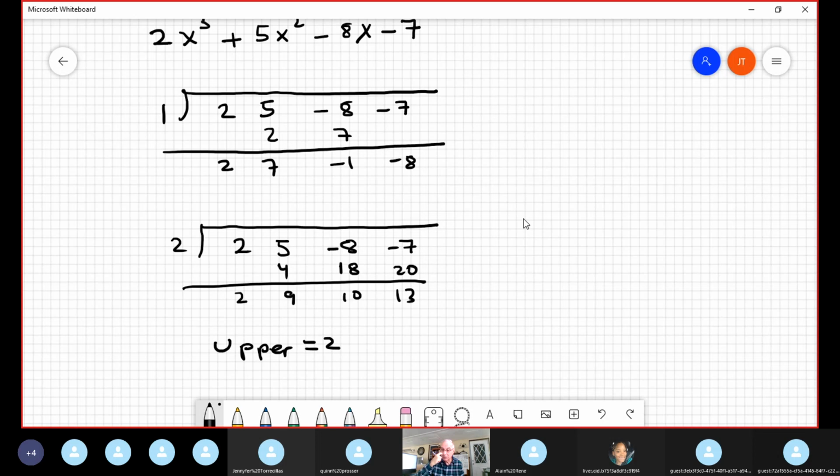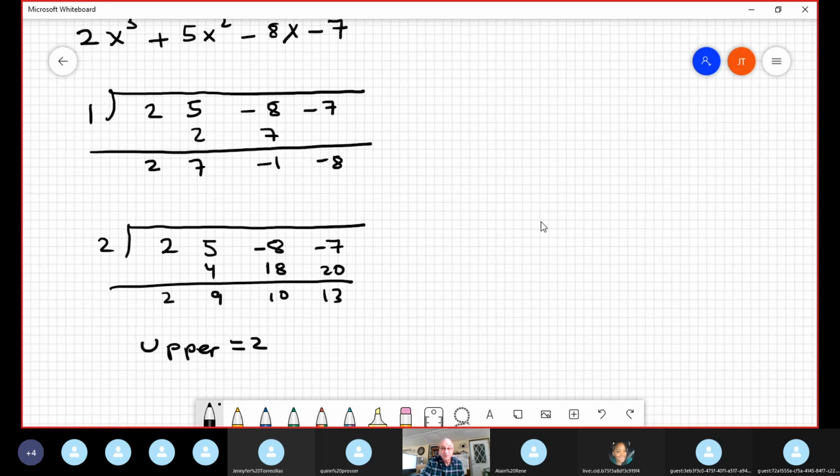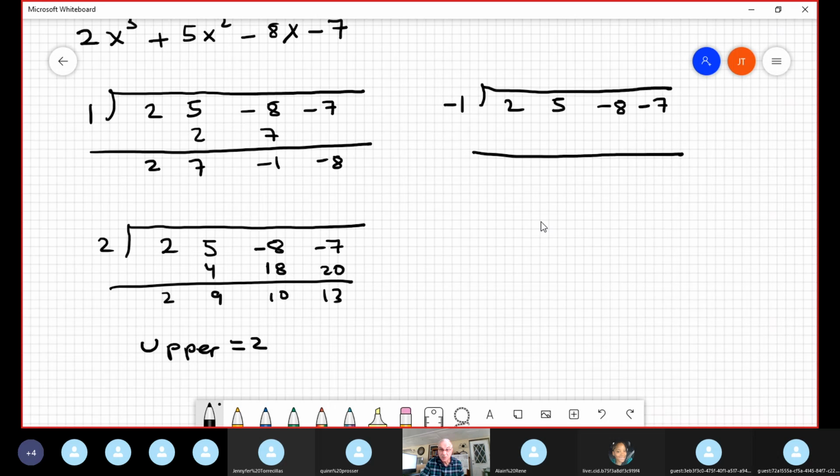Okay, our zero is in between 2 and the lower bound, and the lower I have no idea. So for the lower bound I try the negative numbers. I am doing synthetic division several times using -1: 2, 5, -8, -7. I repeat the problem several times.